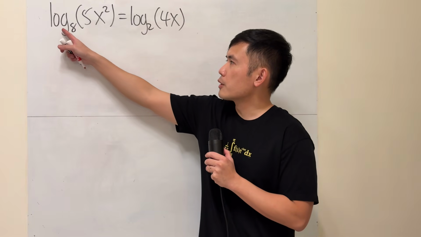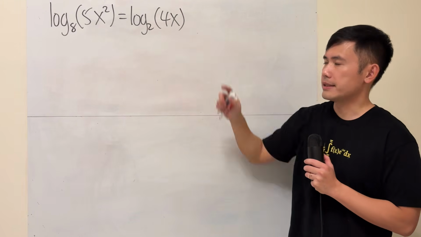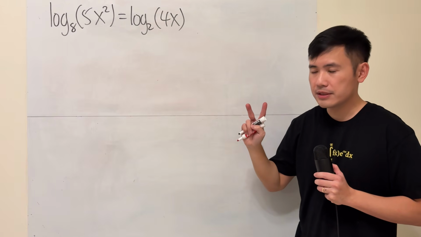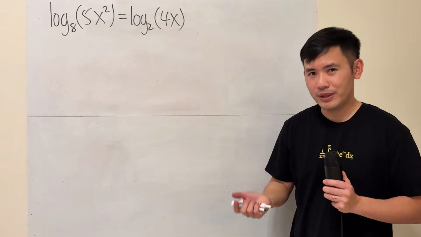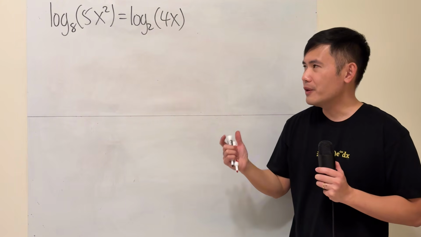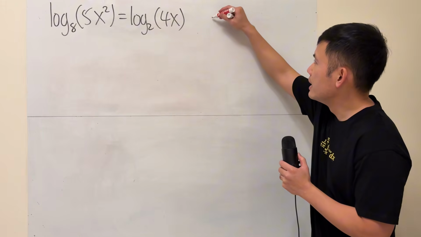We have the equation log base 8 of 5x squared is equal to log base 2 of 4x. So this equation has two logs and the bases are different, so that's interesting. How do we take care of it though? Well, first we can use the change of base formula. So let's go ahead and start with that.